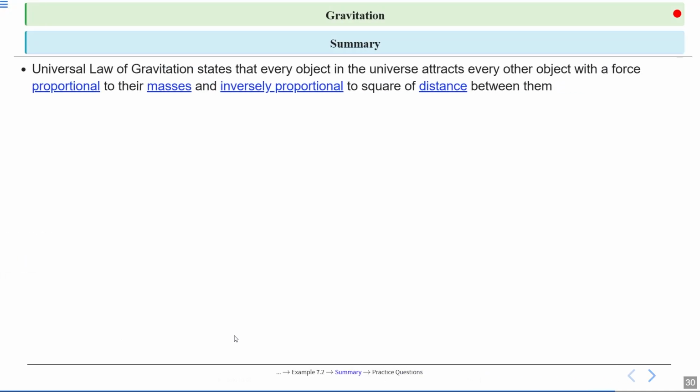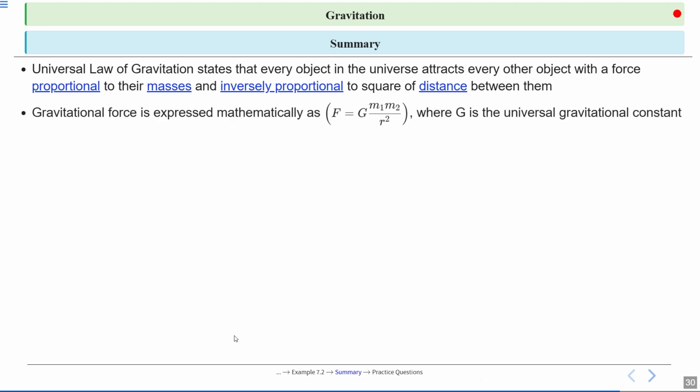So let's summarize what we studied. The universal law of gravitation is fundamental in physics, stating that every object in the universe attracts every other object. This attraction is proportional to their masses and inversely proportional to the square of the distance between them. This means that the larger the mass, the stronger the force, and the greater the distance, the weaker the force.